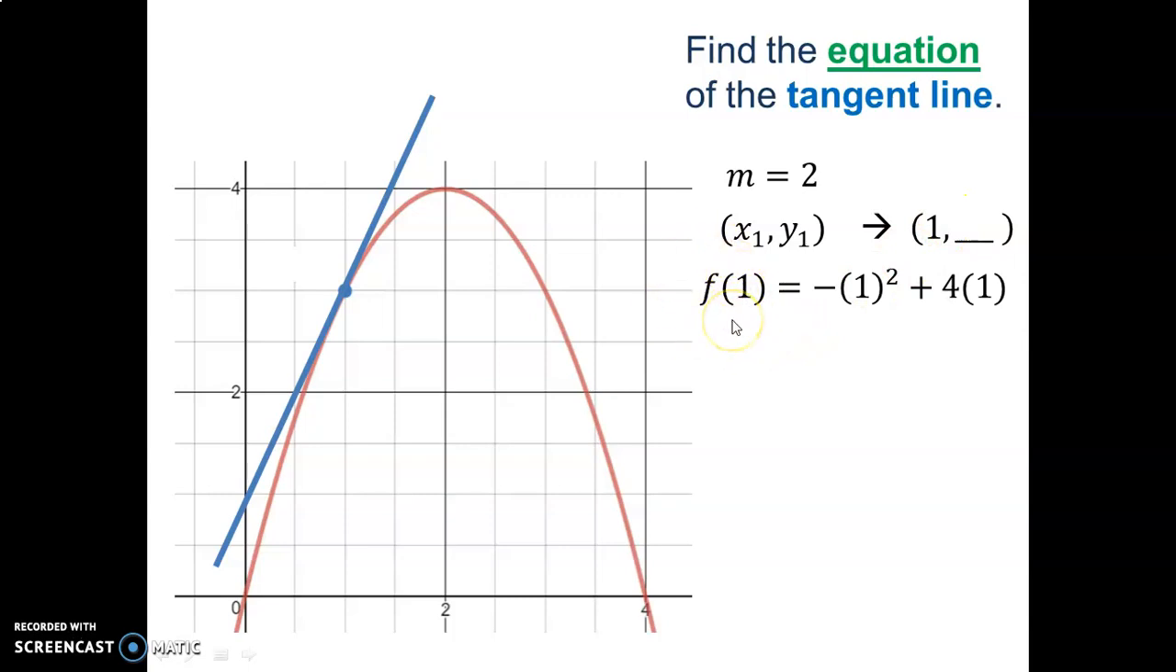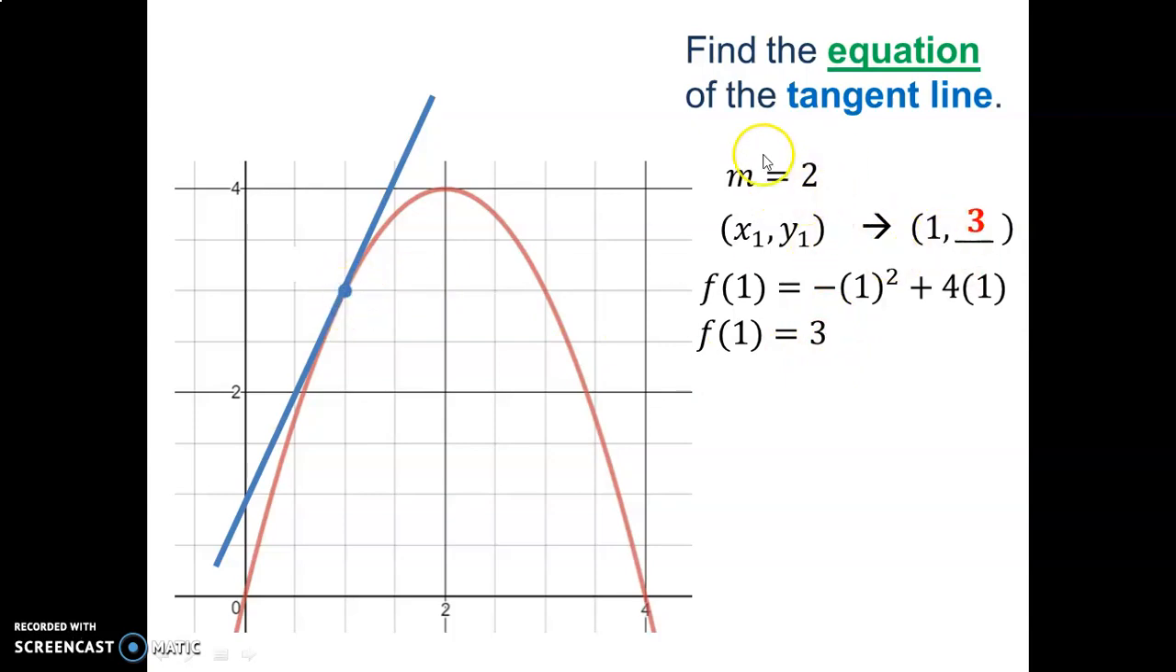To find the y value of that point, we put that x value into the original function, right? A lot of students get confused here. They just start mixing things up. We put the x value into the derivative to find the slope, but we put the x value into the original function to find the y value at that point, right? So 1 goes into the original function like this, and we get a value of 3. That means the coordinates of that point are (1, 3).